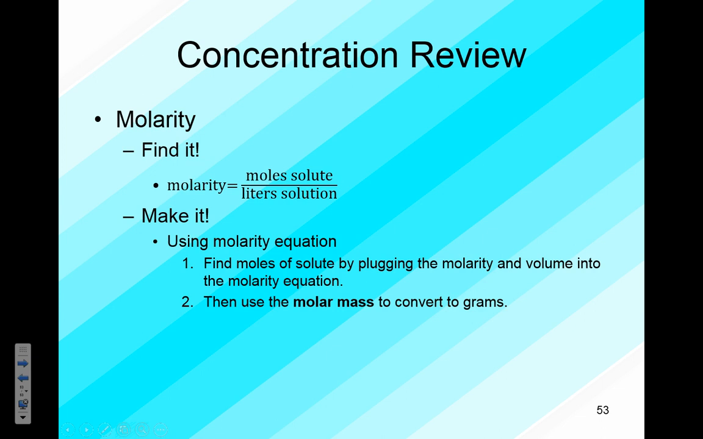And remember, if you're actually making the solution, you weigh out that number of grams, you put it into a flask and dissolve it in a little bit of water, and then you dilute it to the volume that you want. So at that point, you may be transferring that to what's called a volumetric flask, or you may be putting it in a graduated cylinder. But once you've got it dissolved, then you dilute it to the final volume.